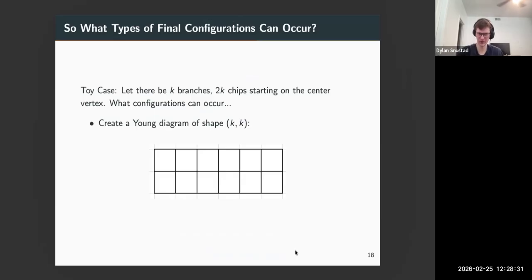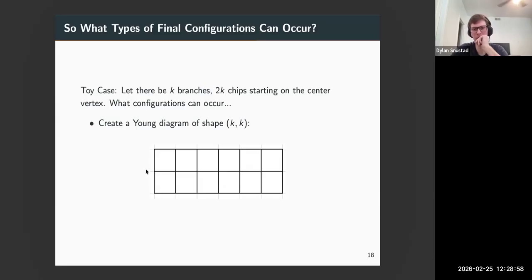So you always start with a toy case, and this is the one I wanted to talk about because I think it's maybe the cutest example. Let there be k branches, and we'll just look at what happens when there are 2k chips starting on the center vertex. So what we can do is organize this as a Young diagram, which might give away the punchline maybe.